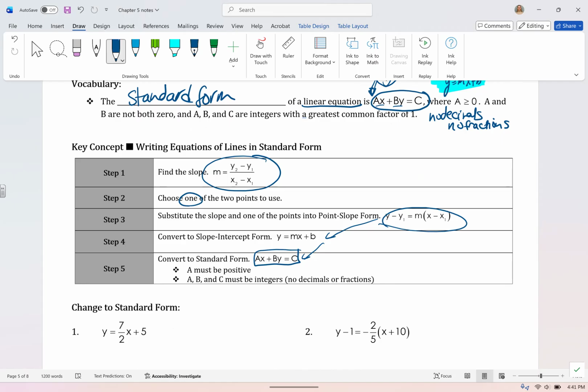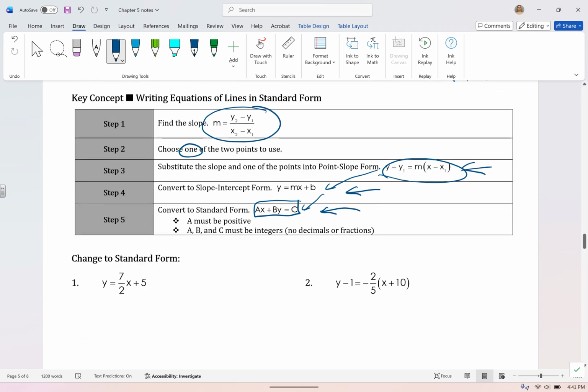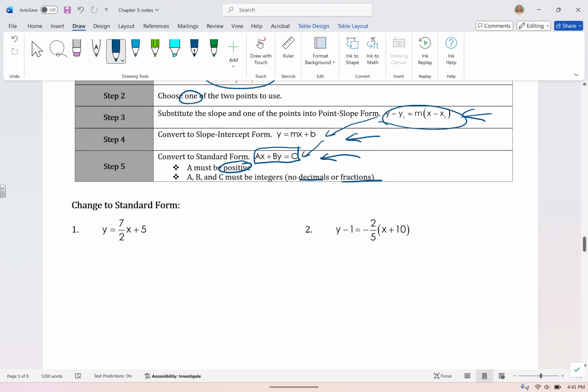And so on day 1, we just stopped here. On day 2, we went to there. Day 3, we're going to go to standard form. And they talk about that. The X term has to be positive, and there are no decimals and no fractions. So we're going to just practice converting things first, and then we'll do the whole shebang, all 5 of those steps. So just say, can we take this? And this right here is slope intercept. And we want to get that into standard form. How do we do that?